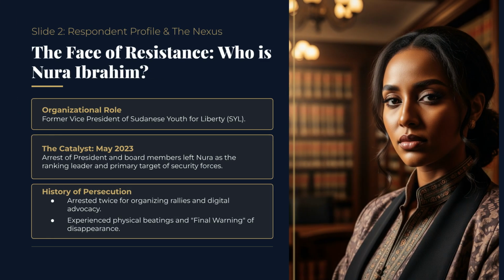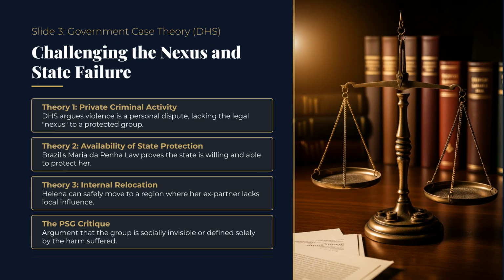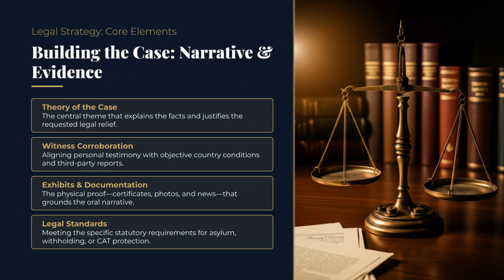Noura Ibrahim was the former vice president of Sudanese Youth for Liberty. Her organizational role made her a primary target of security forces after other leaders were arrested. She has a history of persecution, including 2 arrests, physical beatings, and a threat of disappearance. The government's case theory, presented by DHS, challenges the nexus and state failure. They argue the violence was merely private criminal activity, not linked to a protected group, and that state protection was available.